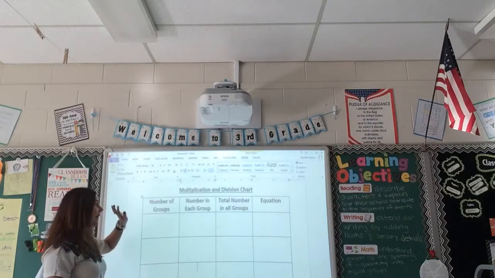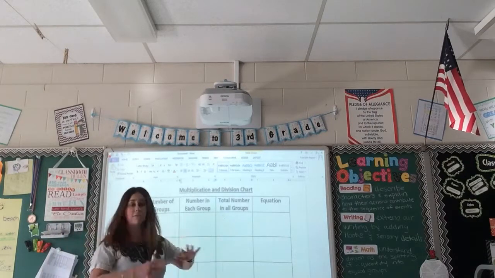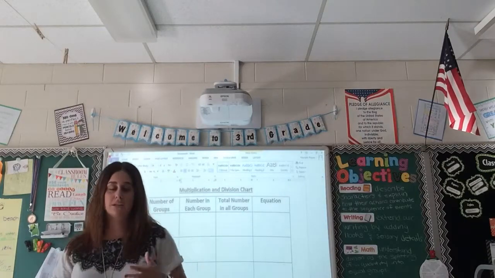So again, how many groups do I have? How many are in each group? Or do I have the total? So today we were working on about 6 problems, and I told the students, you need to figure out what you're missing so that you can figure out what your equation is. So for example, today we had a word problem such as this. I baked 20 muffins. I want to put 4 muffins in a bag so I could use it for a bake sale. How many bags will I need to take to the bake sale?